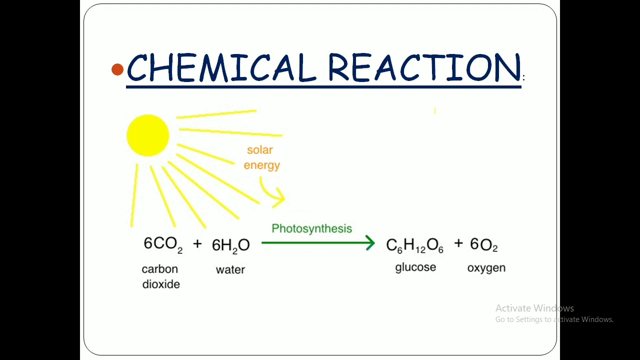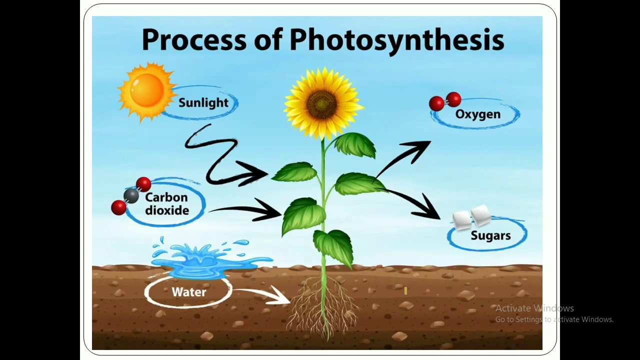The chemical reaction of photosynthesis, in very basic terms, or in a very simple manner, we can say that 6 carbon dioxide molecules and 6 water molecules combine together to form glucose and oxygen in the presence of solar energy and also chlorophyll, which we'll learn about in the next video. So now let's understand the process by a diagram.